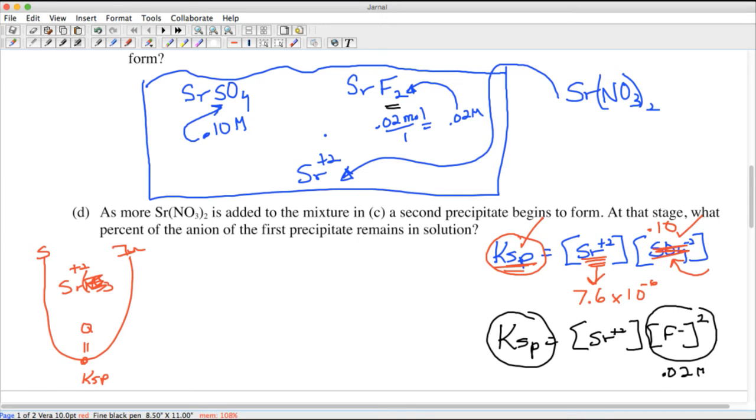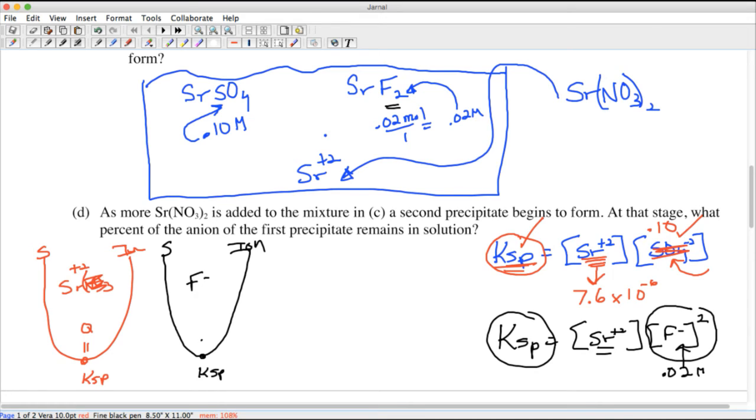0.02 molar. And so what we're going to do is solve for the strontium. Again, what does this mean? Well, we have this U-tube diagram. This guy's got a Ksp. And this is the solid, and these are the ions. And this is the F negative ion and the strontium ion.